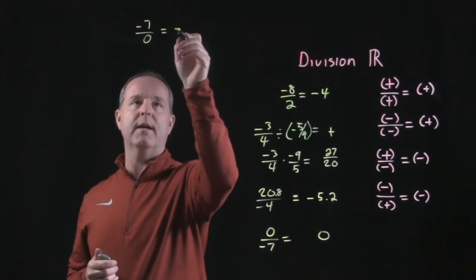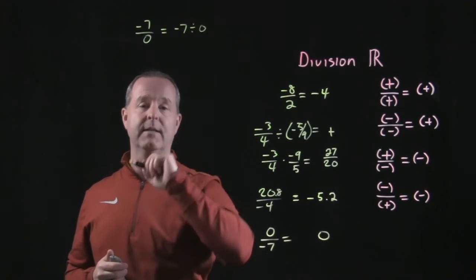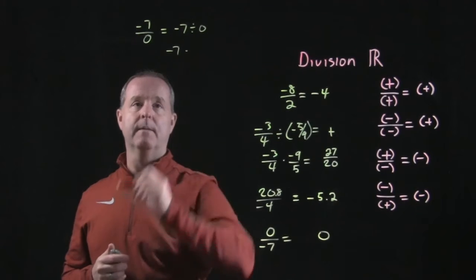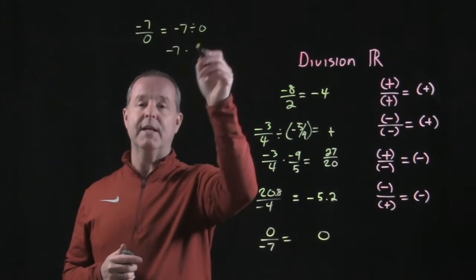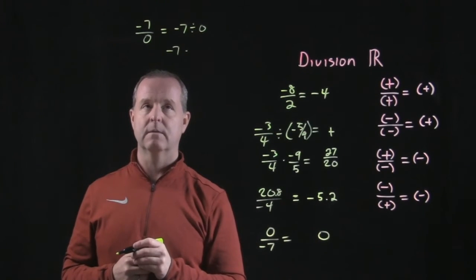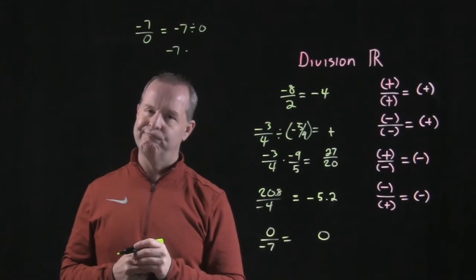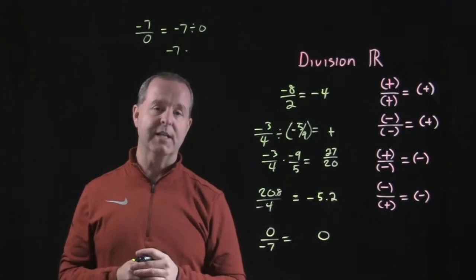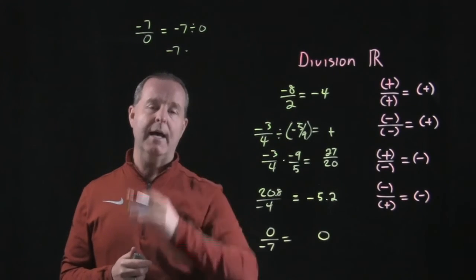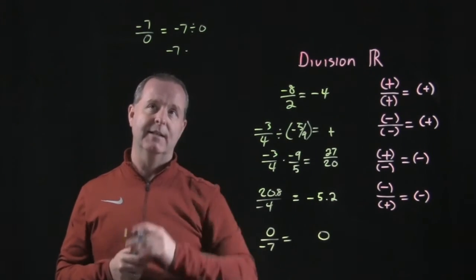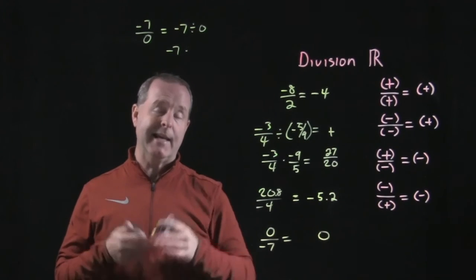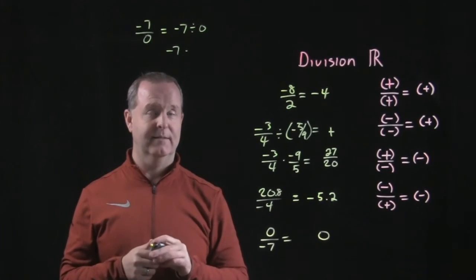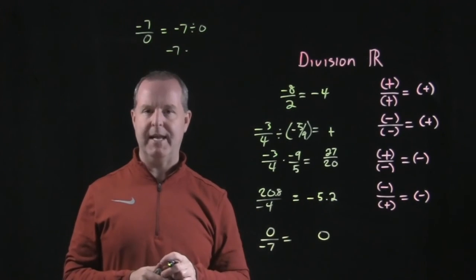So remember that can be written as negative 7 divided by 0. Rewrite it as a multiplication problem, so that's negative 7 times the inverse of 0. 0 doesn't have an inverse. Just doesn't have an inverse. So because of that, negative 7 divided by 0 cannot be done. Can't do that right now. Stay away from it. Run as fast as you can.